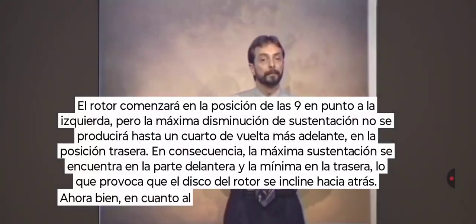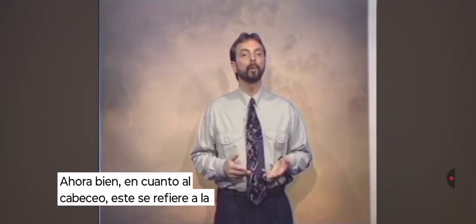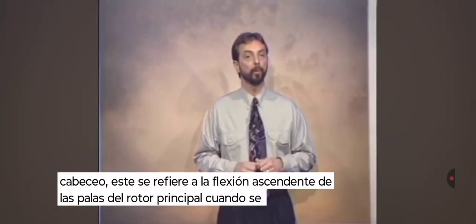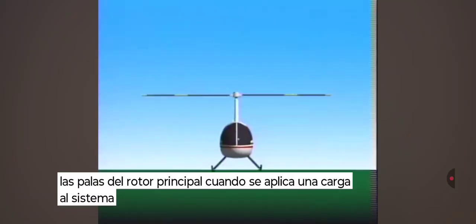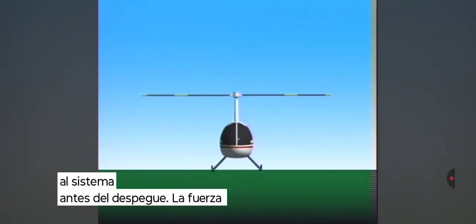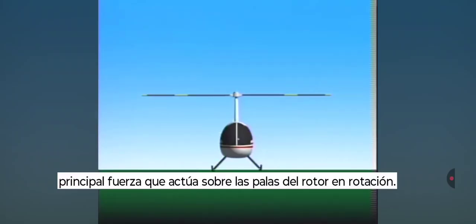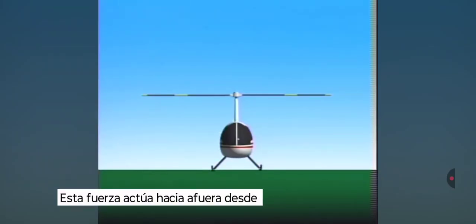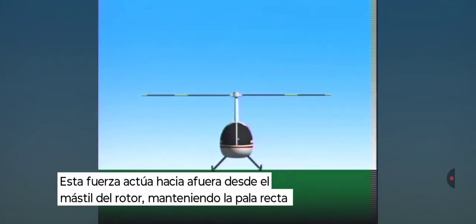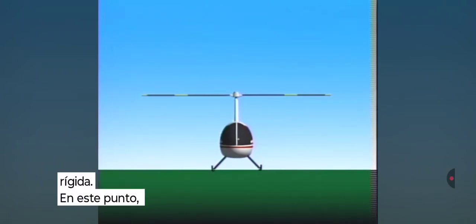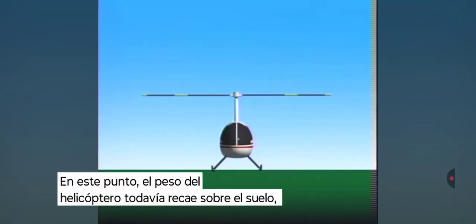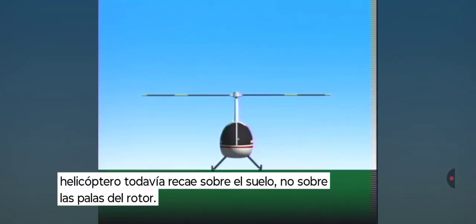Now on to coning. Coning refers to the upward flexing of the main rotor blades when a load is applied to the system. Before takeoff, centrifugal force is the major force acting on the rotating rotor blades. This force acts outwards from the rotor mast, keeping the blades straight and rigid. At this point, the weight of the helicopter is still on the ground, not on the rotor blades.